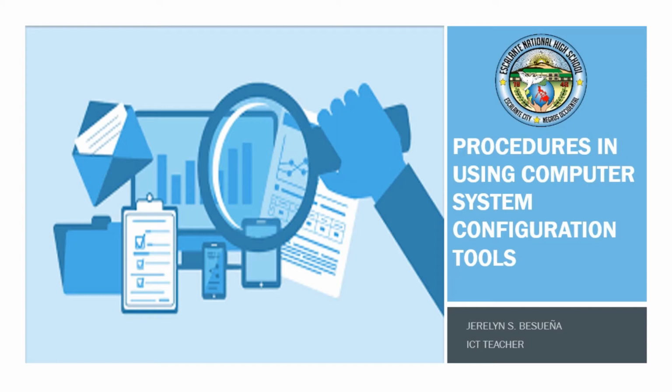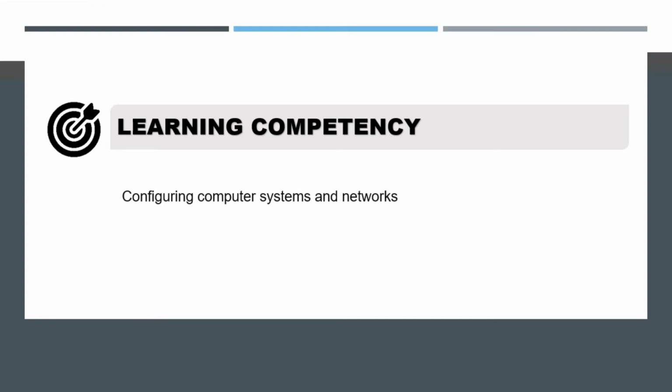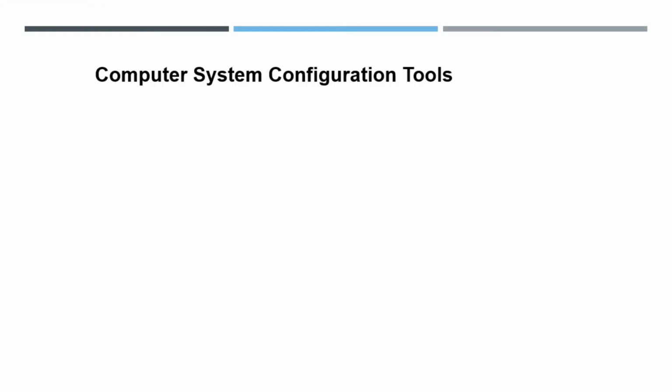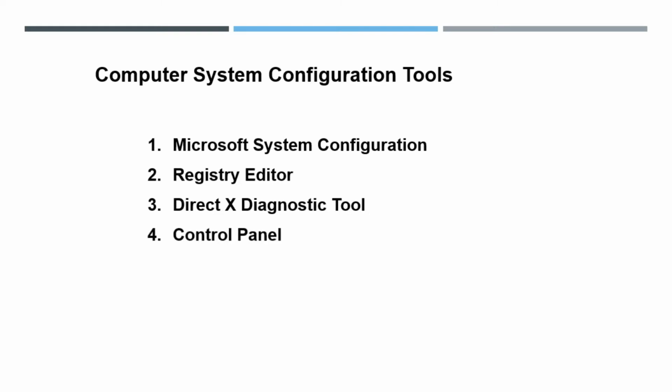Our lesson for this week is all about procedures in using computer system configuration tools. At the end of the lesson, you are expected to configure computer system and networks. Last week, I already introduced to you different computer system configuration tools. These are Microsoft System Configuration, Registry Editor, DirectX Diagnostic Tool, and Control Panel. This week, we are going to discuss how to access these configuration system tools.